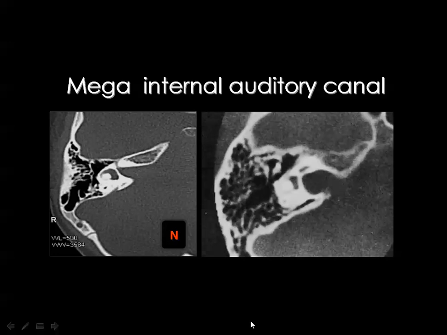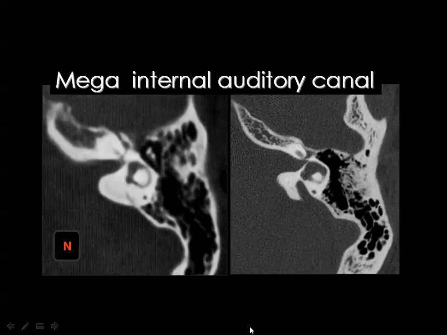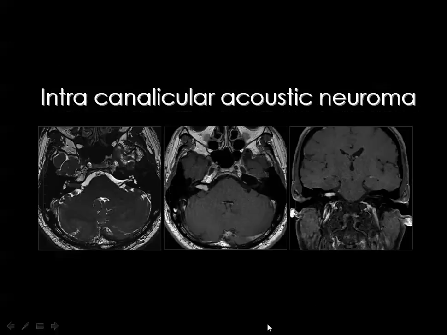Then sometimes you get widening of the internal auditory canal without the presence of intracanalicular tumors, and this is known as mega internal auditory canal. It's also filled by CSF, and there is no abnormality inside the canal or in the cerebellopontine angle. This is the normal canal, and this is the mega internal auditory canal. Mega internal auditory canal means that the internal auditory canal is abnormally wide, but it contains CSF and the nerves are going through the canal undisturbed. This is the diagnosis of mega internal auditory canal.